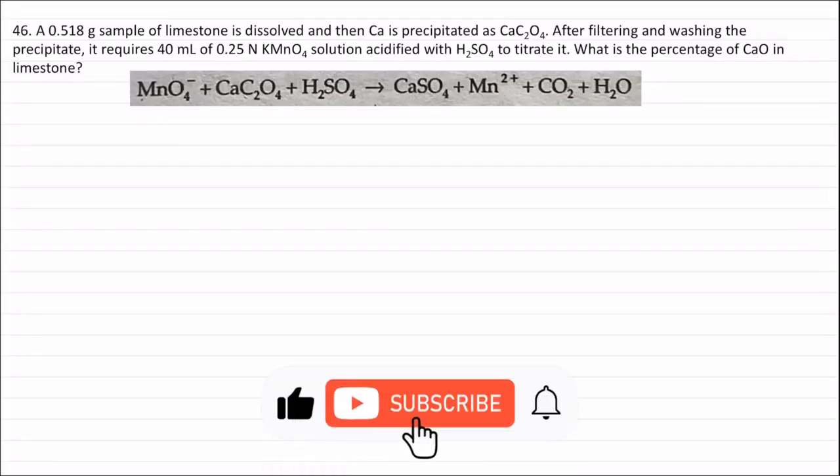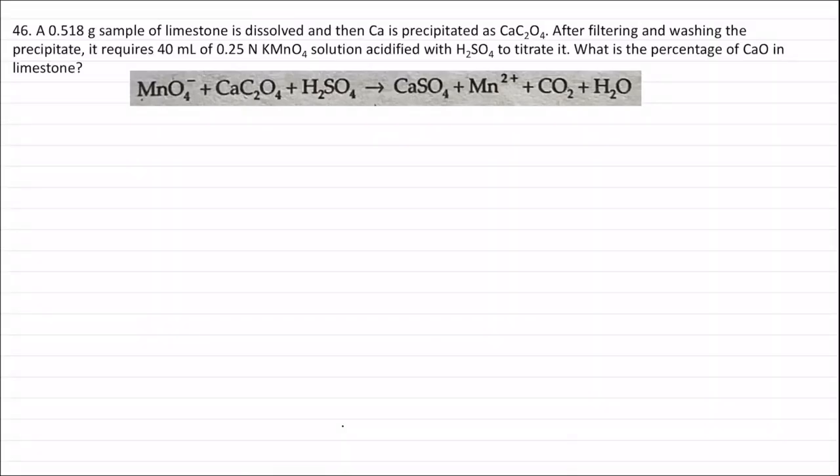Question 46. A 0.518 gram sample of limestone is dissolved and then calcium is precipitated as CaC2O4. After filtering and washing the precipitate, it requires 40 ml of 0.25 N KMnO4 solution acidified with H2SO4 to titrate it. What is the percentage of calcium oxide in limestone? The equation is given here. This is the given equation for the reaction.